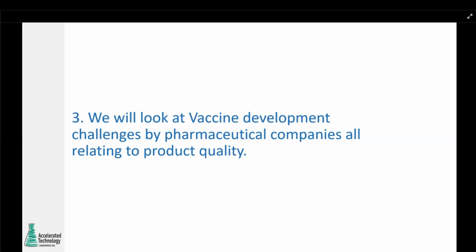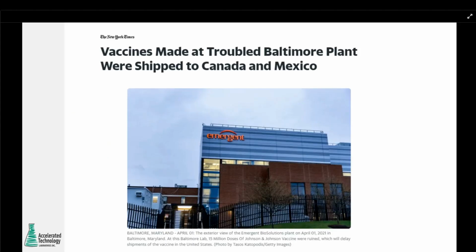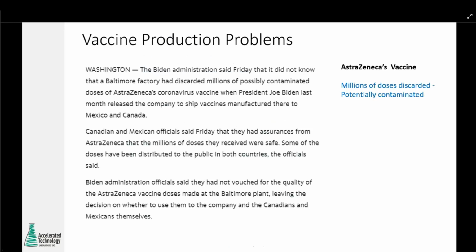Finally, we'll look at the vaccine development challenges by the pharmaceutical companies that all relate to product quality. It became apparent very early on that there were problems when the vaccine for COVID-19 was being manufactured. There's a plant in Baltimore that had repeated articles written about quality issues. The Baltimore facility was manufacturing vaccines for several different pharmaceutical companies. AstraZeneca and Johnson & Johnson were among them, and they found that there were contamination problems and many doses had to be discarded, into the millions.